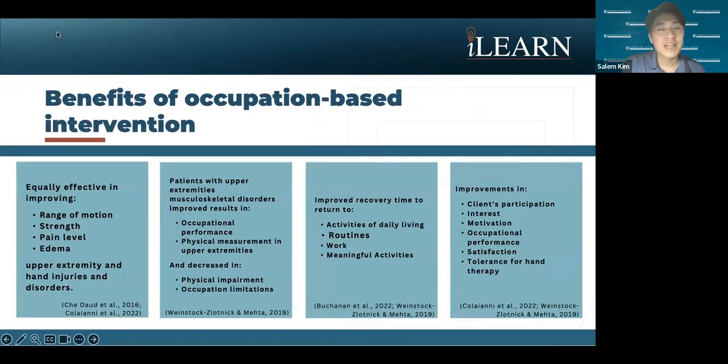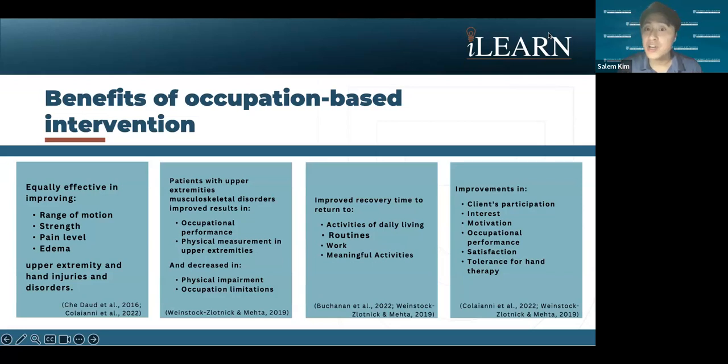So going back to some of the benefits of occupation-based interventions when compared to other interventions, they're equally effective in improving range of motion, strength, pain level, and even edema. Studies found that patients with upper extremity musculoskeletal disorders showed improvement in occupational performance and some of the measurements of the upper extremities with occupation-based interventions, and there was a decrease in physical impairment and occupational limitation as well.